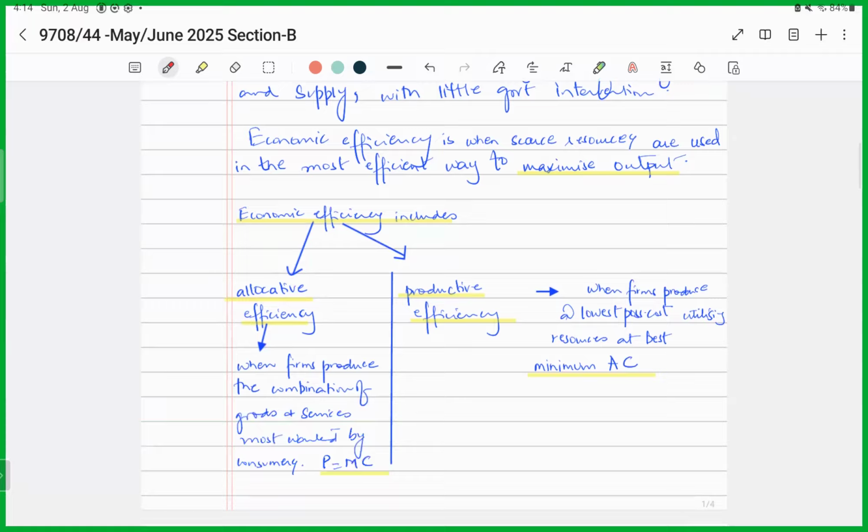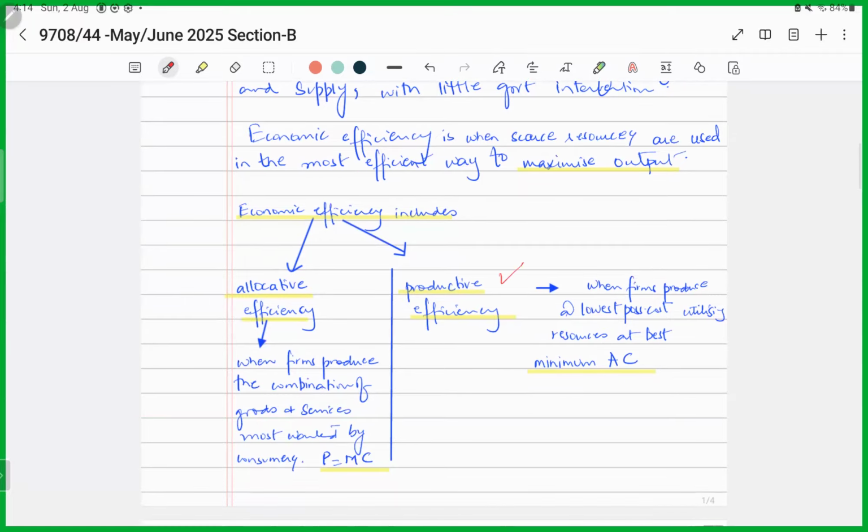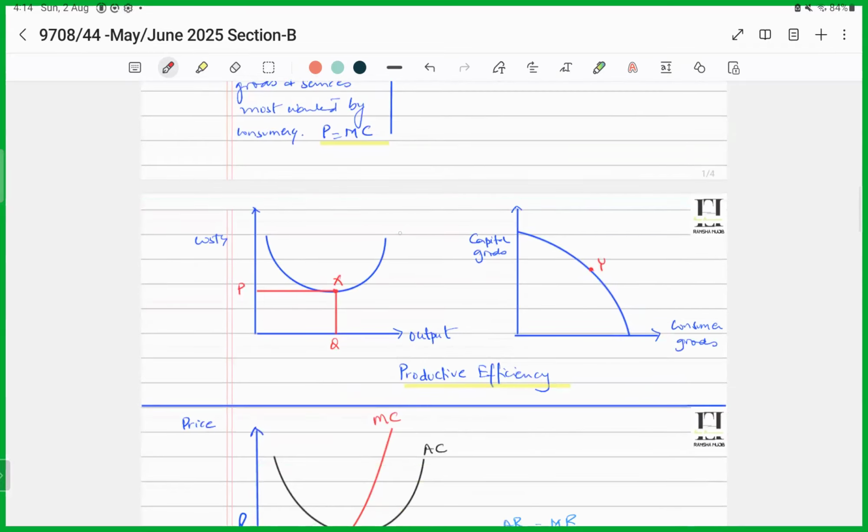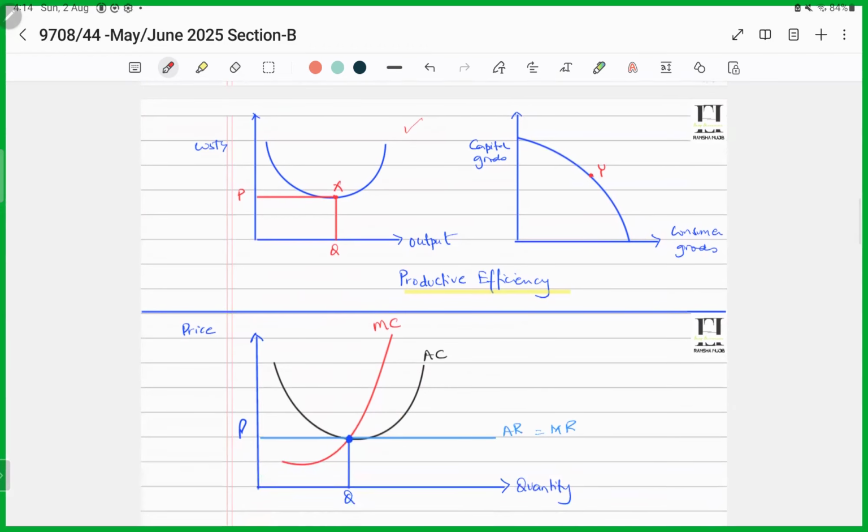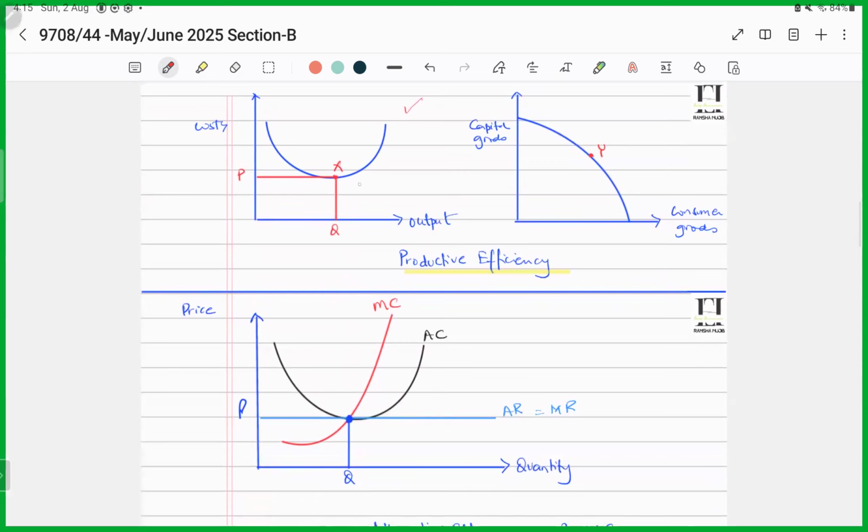When we are talking about productive efficiency, it means when firms are able to produce their output at the lowest possible average cost. And here, you'll draw this diagram. Which diagram? This diagram, right? You'll show that the firm is able to produce at the point on the cost curve where there is minimum cost. Plus, you can also draw a PPC diagram in order to show that the firm is utilizing its resources fully, right? There's no underutilization of resources.